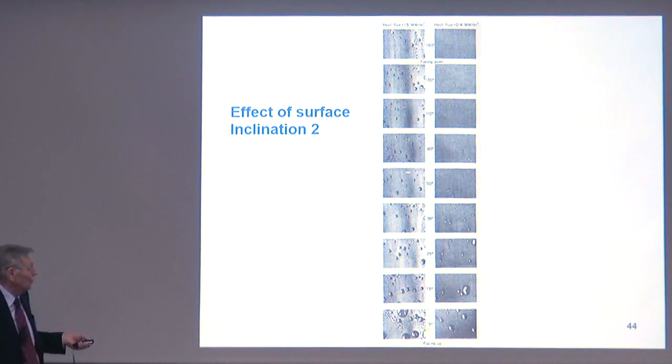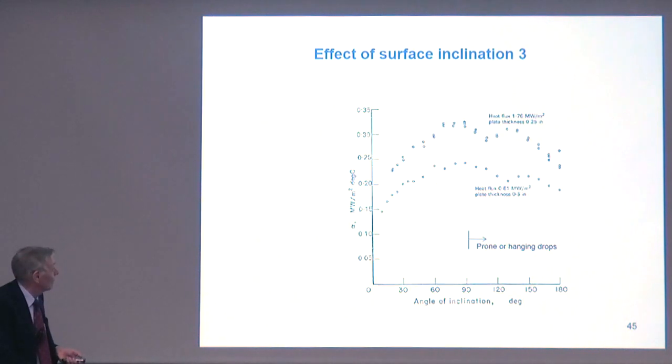That's the surface almost horizontal, just 5 degrees from horizontal. This is facing downwards, hanging droplets under here. That's what the picture looks like. That's at a higher heat flux, that's at a lower heat flux. And these are the heat transfer coefficients that you get. I haven't seen anybody measure this, and maybe it's not too important.